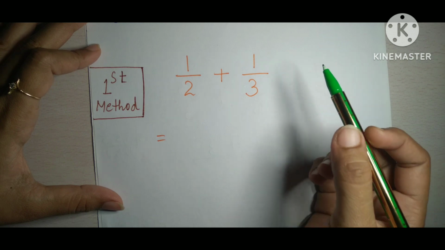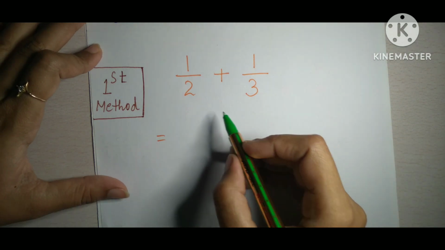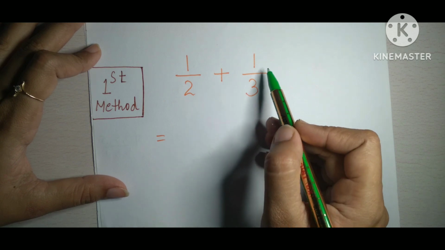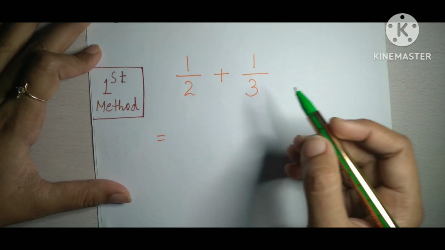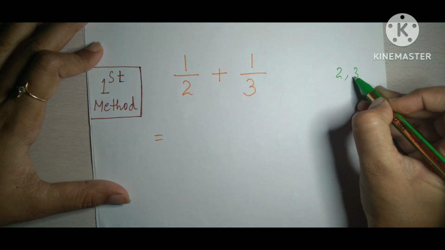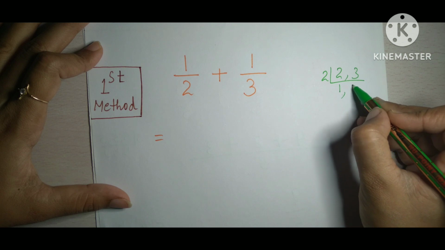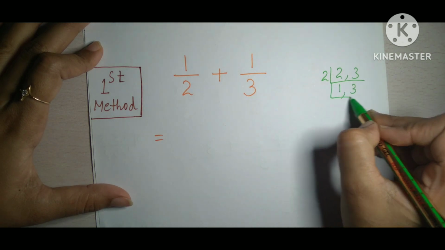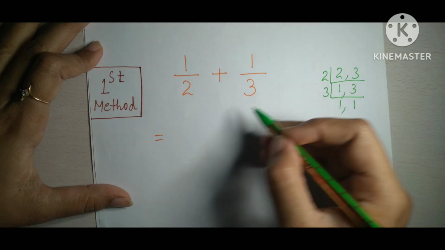Now we will solve the unlike fractions with 4 methods. Like this is the one fraction 1 by 2 and this is another 1 by 3. We need to take out their LCM first. We'll start from the smallest number. 2 ones are 2. Let 3 be copied as it is. We'll multiply 3 into 2, 6.